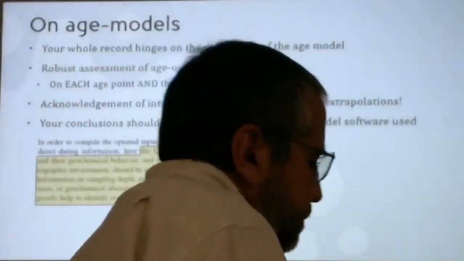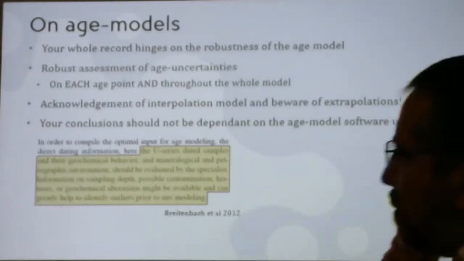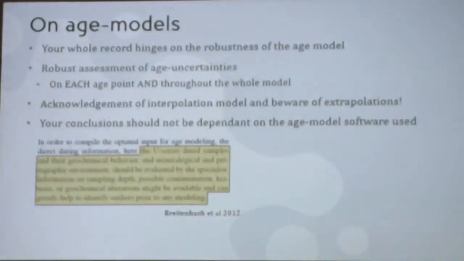Pretty nice. But basically, just to wrap it up on the age models, your whole record, whether it's a trace element, whether it's whatever you like, your whole record hinges on the robustness of the age model. So it's something that you have to really work on, really understand really well what you're doing. It's very, very important to assess whether the uncertainties are affecting your conclusions or not.